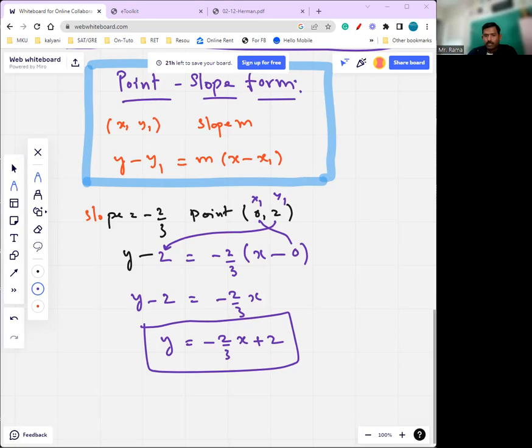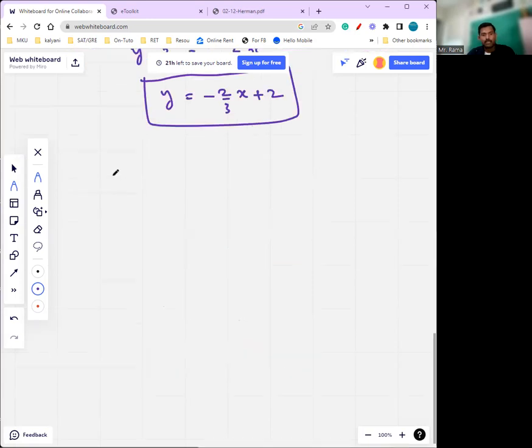Okay, all right, let's try one question from a test point of view. What is the x-intercept? We'll do some practice questions now.